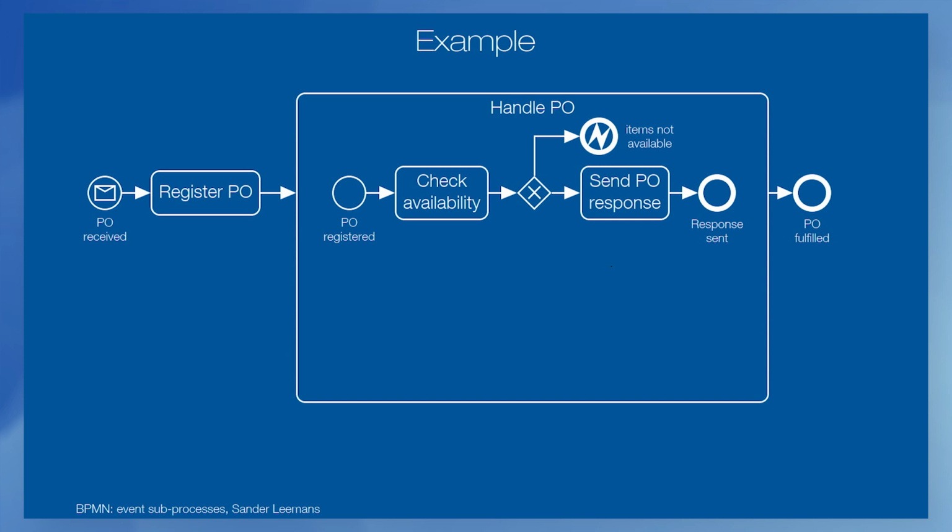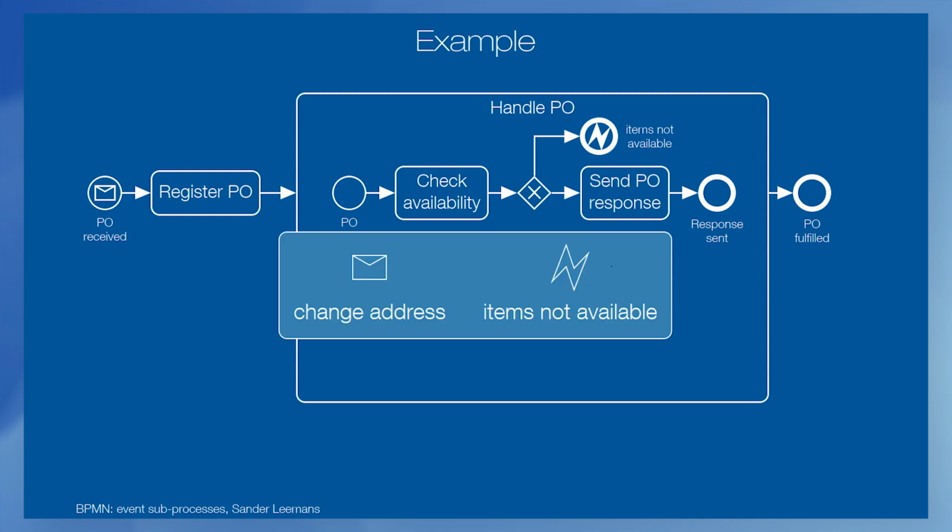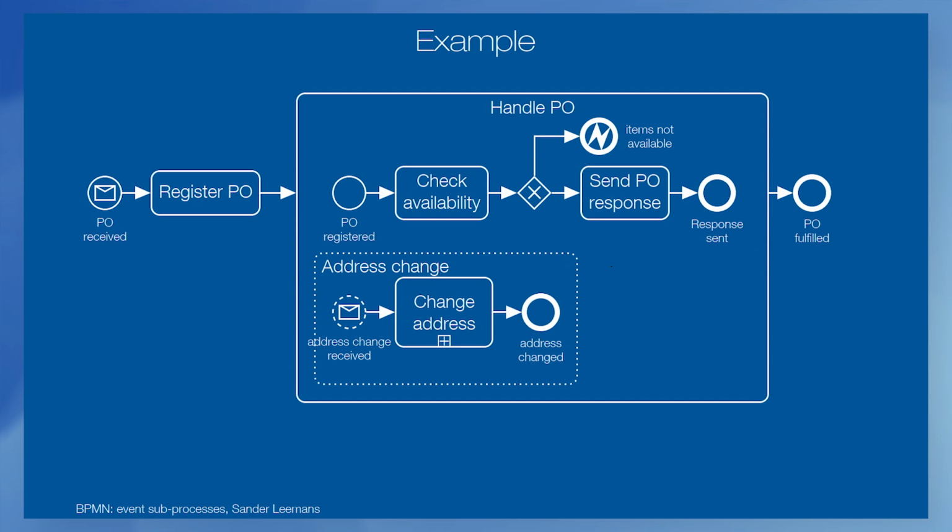Now this error needs to be handled, otherwise it just propagates up, and that might give unwanted effects higher up the hierarchy. So first of all we need to handle that error, and second, let's say that during this handle purchase order, the customer might come back and say, I have a change of address. Let's model that. For an address change, we use an event subprocess that is non-interrupting, because the address change has no influence on the steps we are performing during this handle PO subprocess.